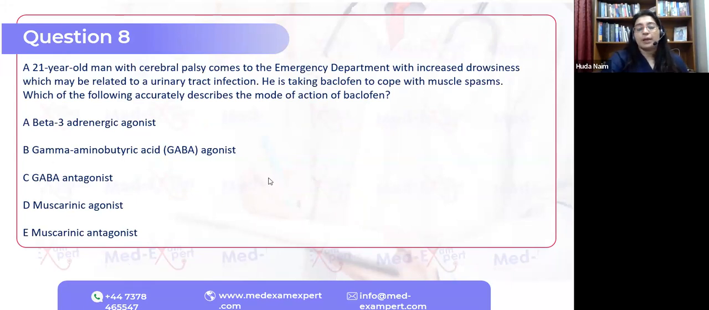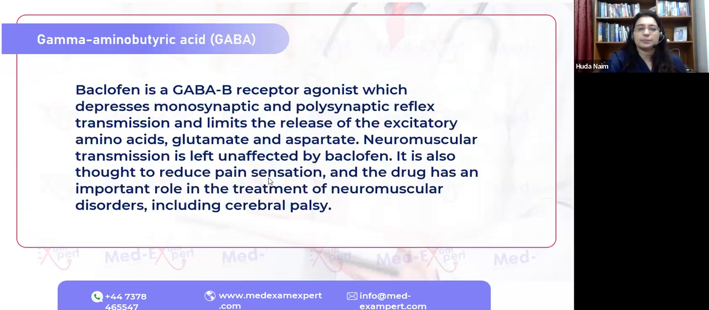The next one. So you have a 21-year-old man with cerebral palsy, and he comes to the emergency department with drowsiness, which may be related to a urinary tract infection, and he's taking baclofen for muscle spasm. How would you define the mode of action of baclofen? B, it's a GABA agonist. So it helps with the spasticity and the rigidity that the patient has. So it's used to improve the spasticity.